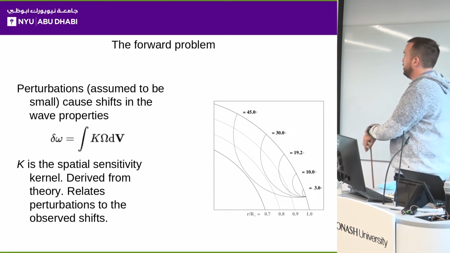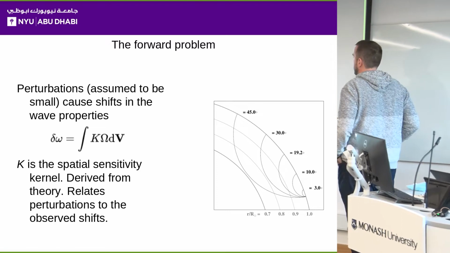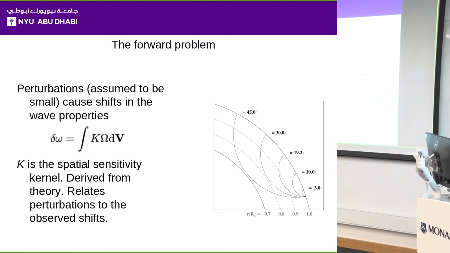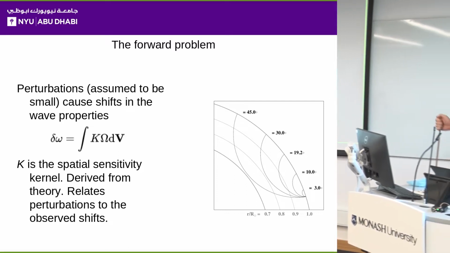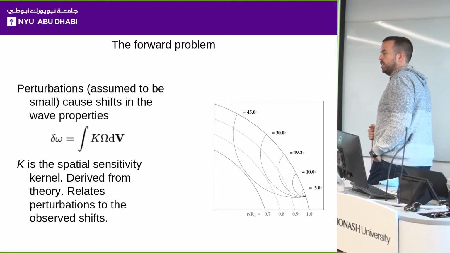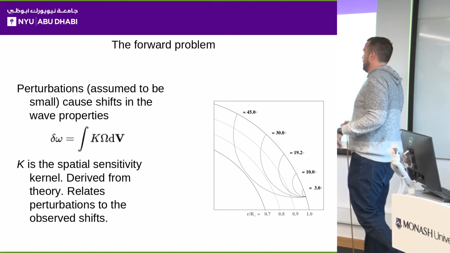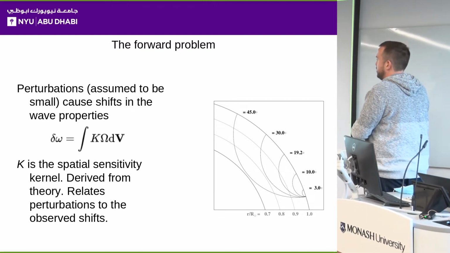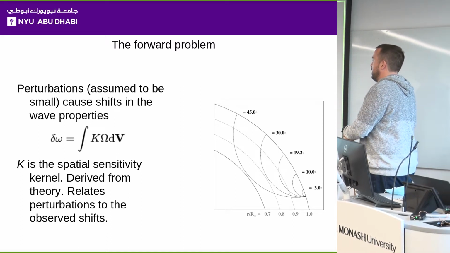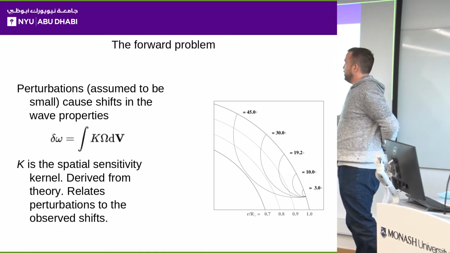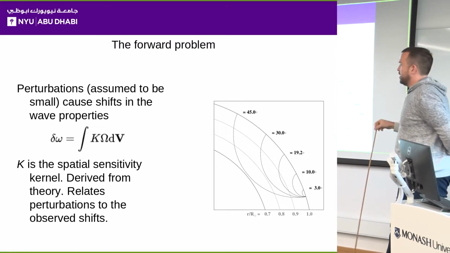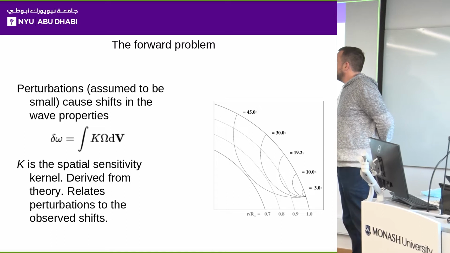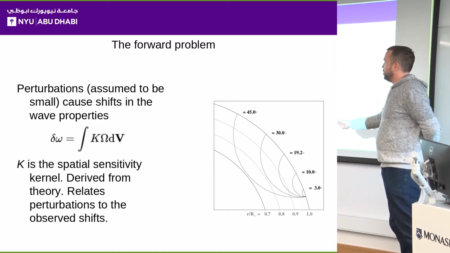The question is, how do we determine this? So let's say we have perturbations and we assume they are small, and they're called small shifts to the wave property. So we're in the linear regime. We're definitely trying to keep it easy for us. There are non-linear cases, but typically we deal with linear cases in the sun. So you have your observable. Let's say we observe, I don't know, frequency shift or amplitude shift. This is related to the unknown perturbation through this equation.